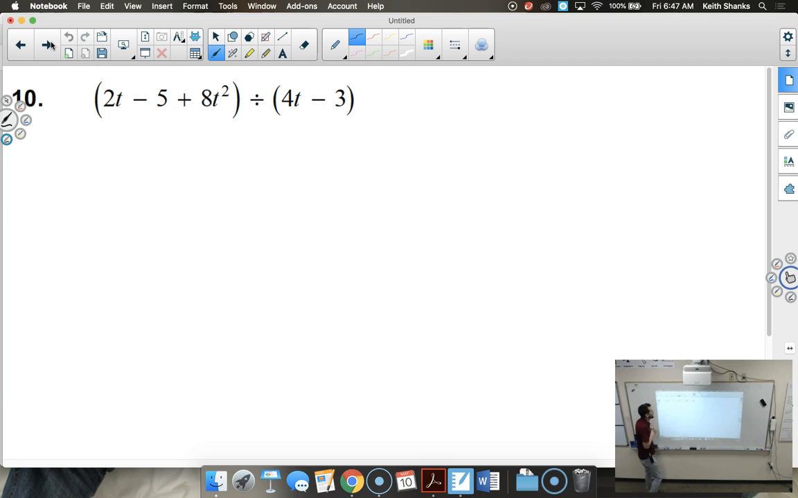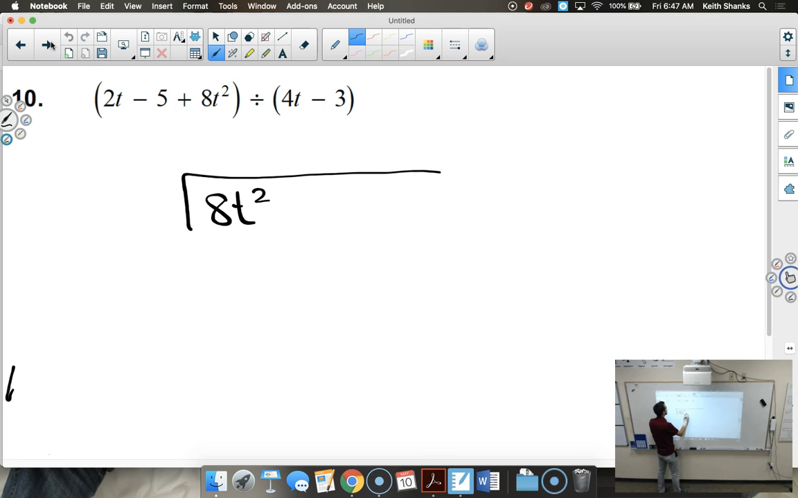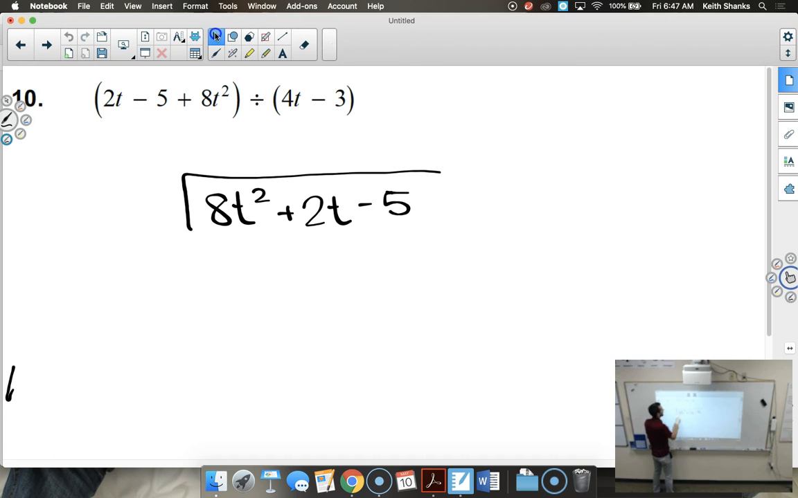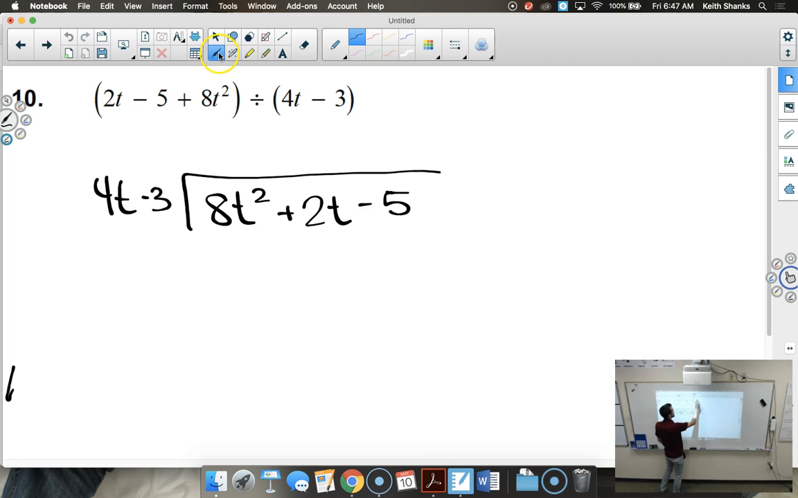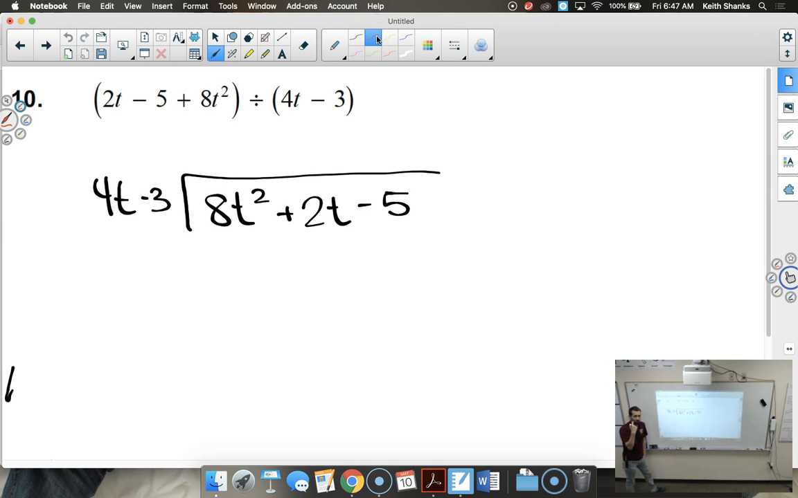Number 10. Again, this one's not written in standard form, so that would be my first step, 8t squared plus 2t minus 5. Notice I just keep my signs: the 8t is positive, the 2t is positive, we didn't write it, but positive, and then the negative here. So I kept my signs the same. Move these guys over. Just erase those. Right? And then 4t minus 3.